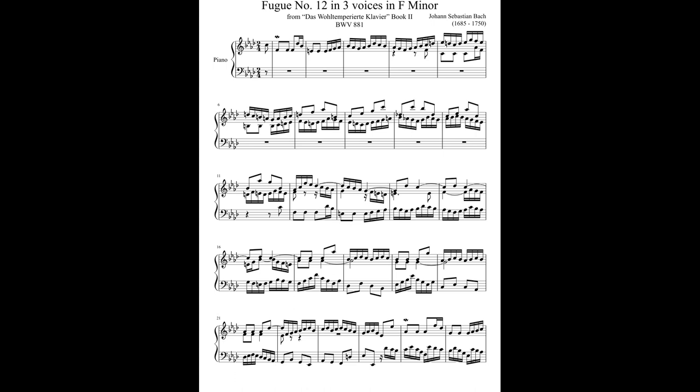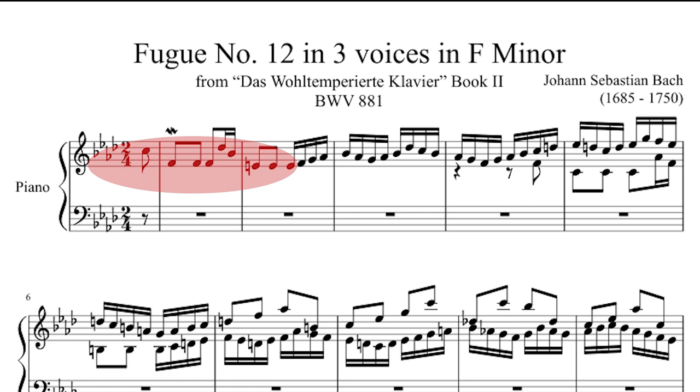Let's look at a Bach fugue in a little bit more detail. This is his F minor fugue from his second book of Preludes and Fugues. Always pay attention to the start of a fugue, as this may be your only chance to hear the subject clean.